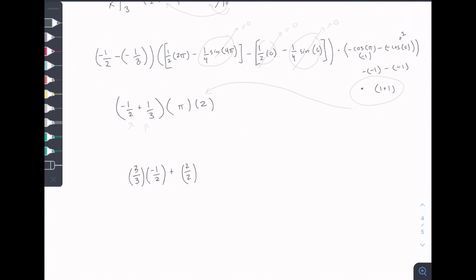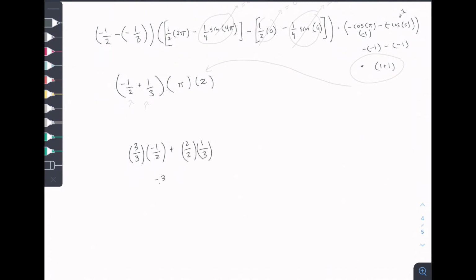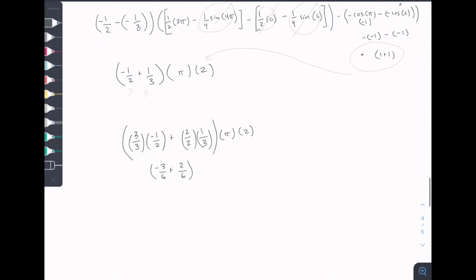2 over 2 times 1 over 3, to give them the same denominator. So negative 3/6 plus 2/6, and still also multiplied by pi, multiplied by 2. So we're going to end up with negative 1/6, and then multiplied by pi, multiplied by 2, and the answer is just equal to negative pi over 3.